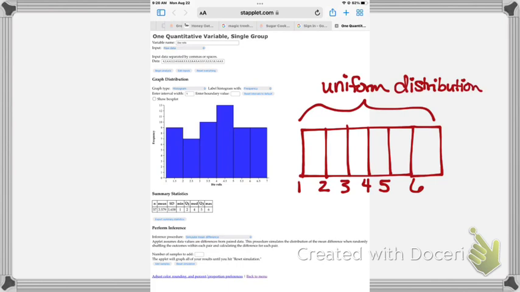Where would you predict the mean for this data to be? Probably right there in the 3. The more trials we get, we're going to get a mean of 3 and probably a median of 3 as well, because we have this symmetric distribution.